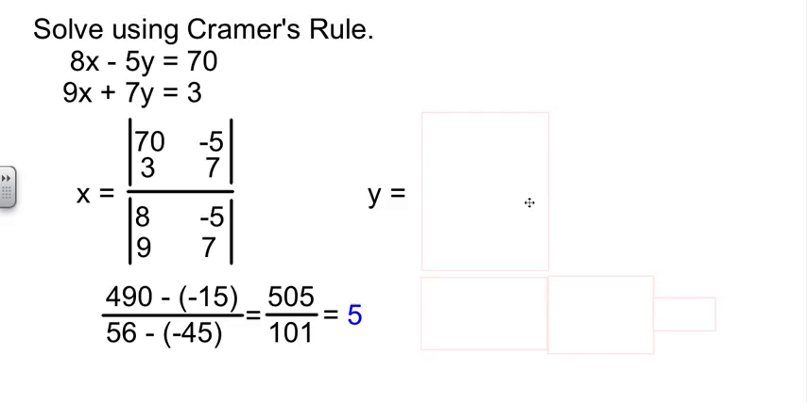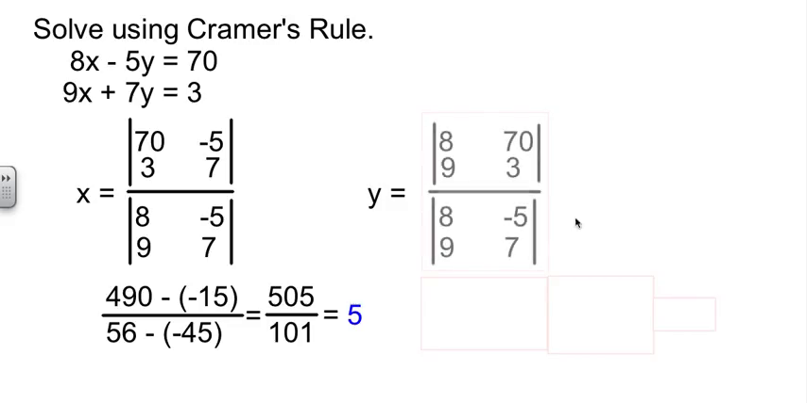Okay. Same idea over here on the y. I've got the same denominator, and instead of the numerator that I had over here for x, now the 70 and the 3 are in the y's column. The 8 and the 9 are back in place in the x's. Okay, we're going to do the same kind of arithmetic. 8 times 3 minus 70 times 9. Now you'll notice I've already got 101 down here in the denominator. I didn't do this arithmetic again. It's the same matrix. It better be the same answer.